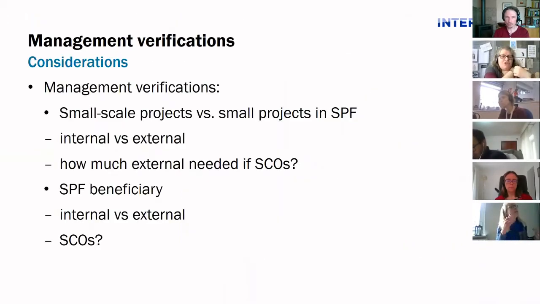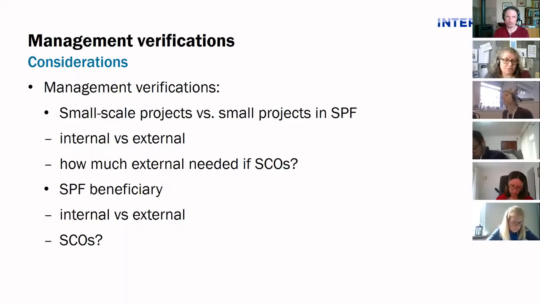On the next slide, we just try to start collecting on what that means for management verifications. A few considerations. We won't have time to discuss this directly with you. What are your thoughts? What are your plans in that respect? But one of the questions certainly is, will management verifications be handled by the small project fund beneficiary? Will it go through the regular or the to-be-set-up system at member state level?